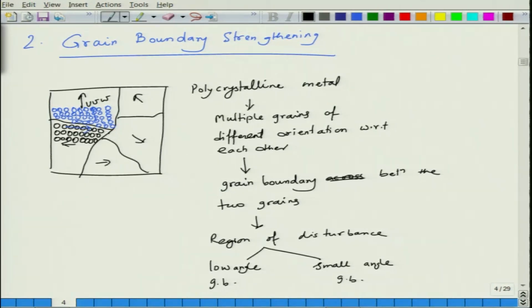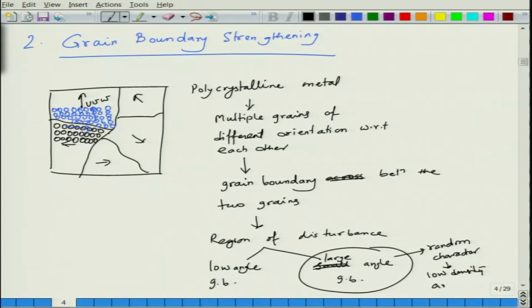These grain boundaries, especially the large angle grain boundaries, which are very common in materials, may have a random character, and it is generally a low density area as compared to the rest of the material. So when you have these grain boundaries, so these are the grain boundaries, okay.